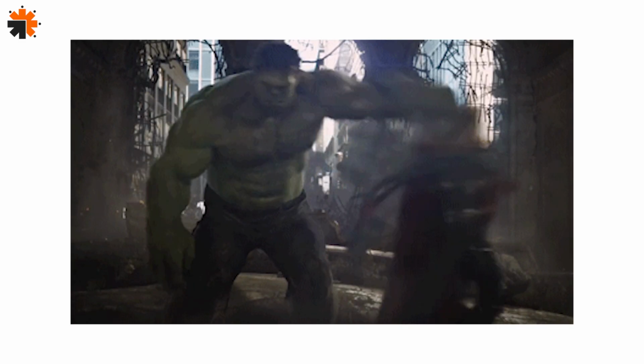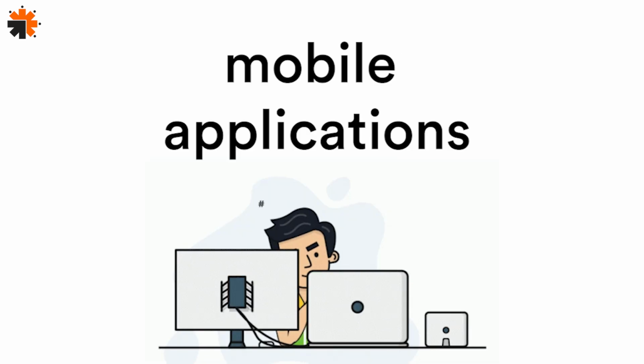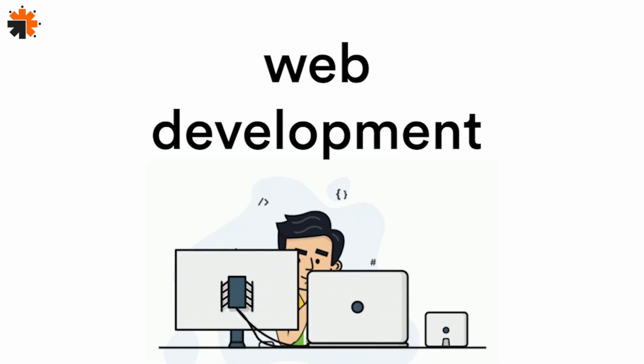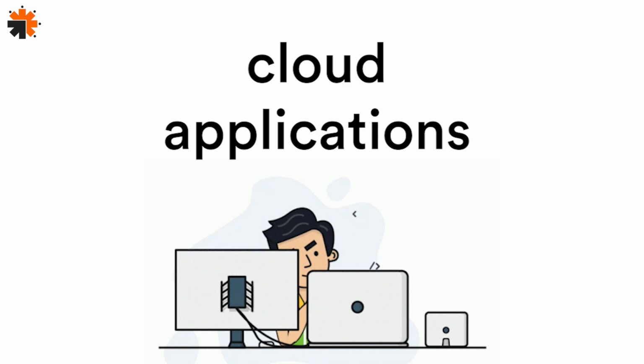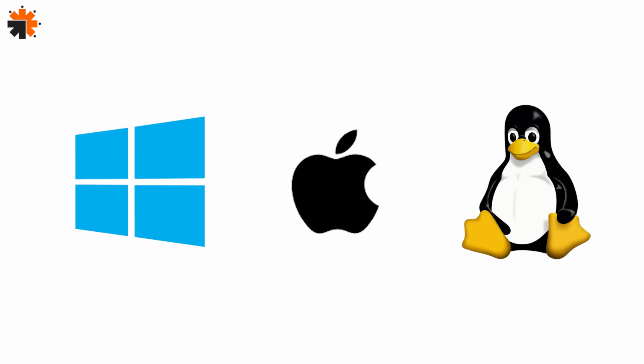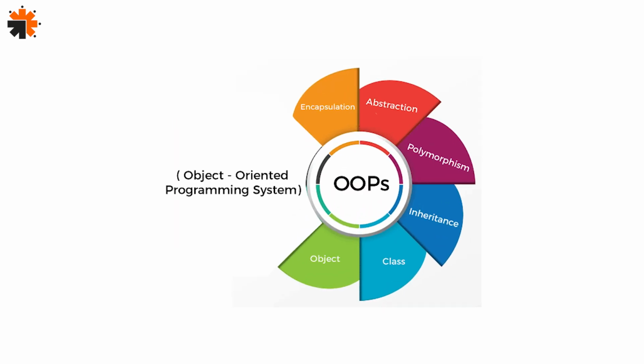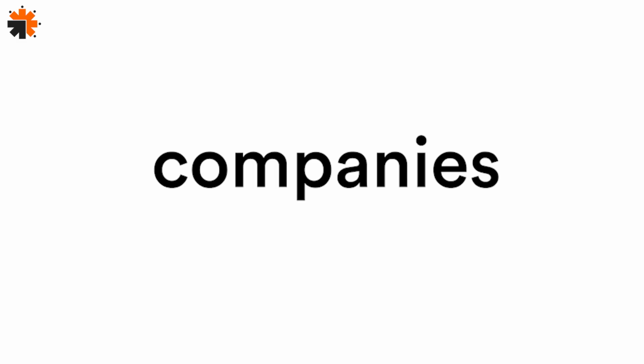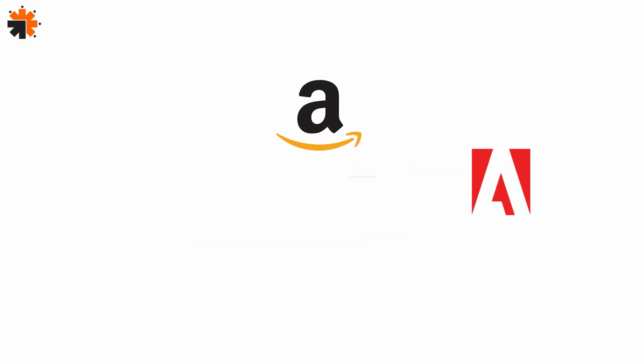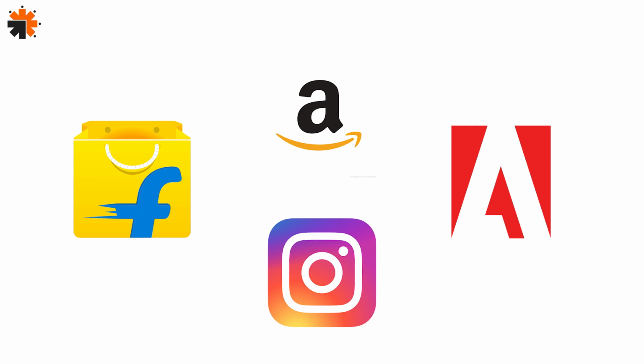Java is one of the most powerful programming languages, currently used in more than 3 billion devices. It is used in desktop applications, mobile applications, web development, artificial intelligence, cloud applications, and many more. Some of the prominent features of Java are platform independence, object-oriented programming, enhanced productivity, performance, and security. It is a highly secure language. Companies working on Java are Amazon, Adobe, Flipkart, Instagram, and many more.